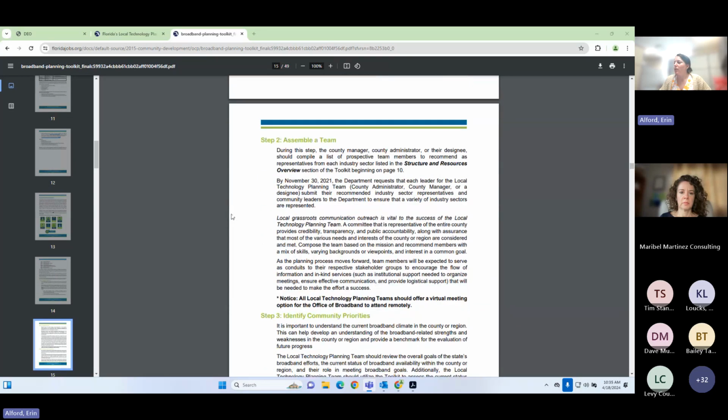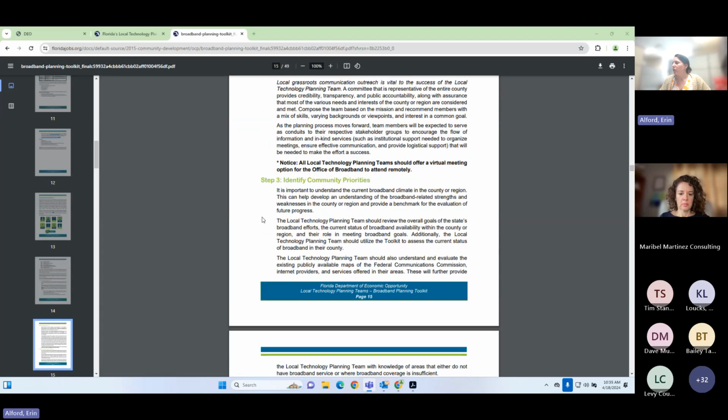And then assembling the team, you want to make sure that everyone is on the same page about either meeting monthly, or meeting every 2 months. Just make sure that your team has a good plan for how much they would like to meet and discuss the matters that are going on in your LTPT.